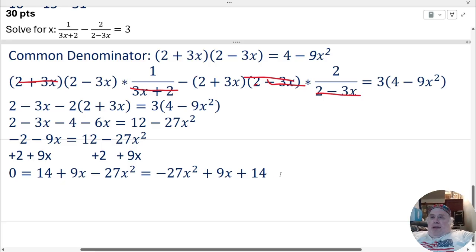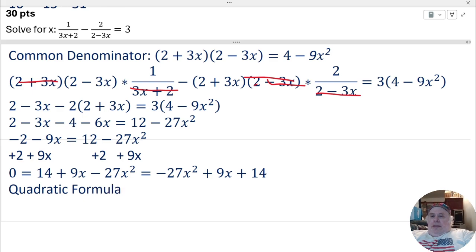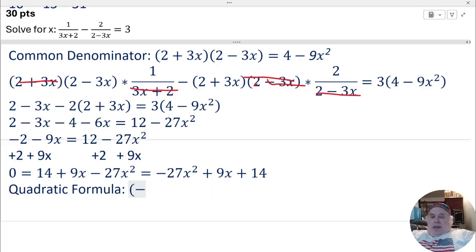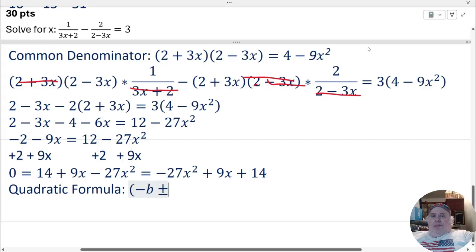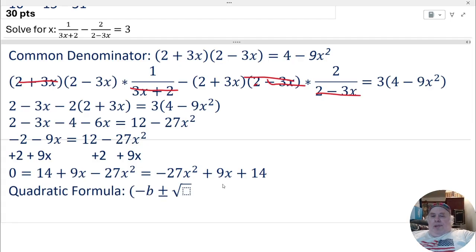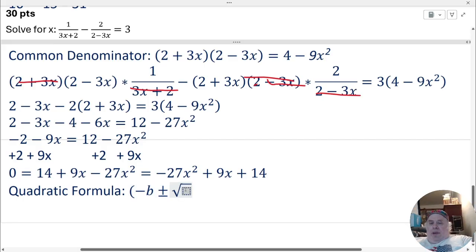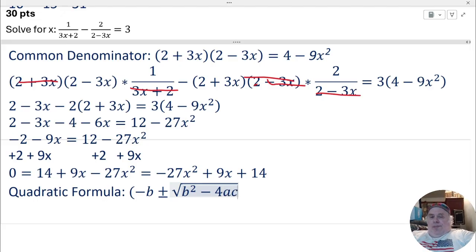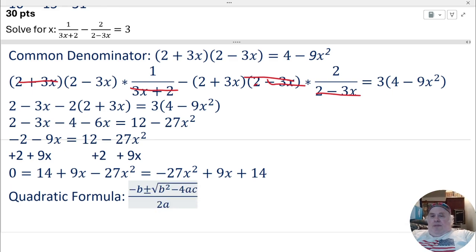And I'm going to use the quadratic formula to solve this problem. The quadratic formula is minus b plus or minus the square root, I'll grab a square root symbol, of b squared minus 4ac, that whole thing divided by 2a. That's the quadratic formula.